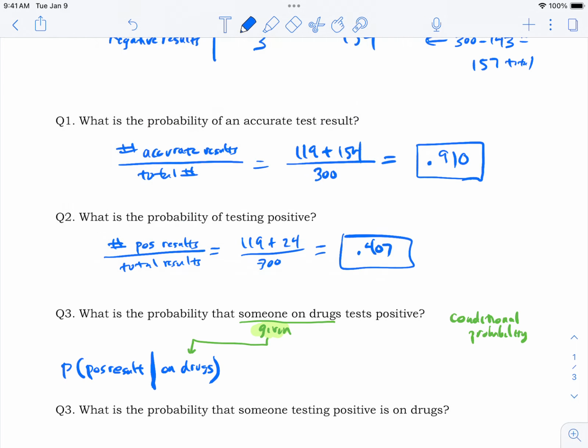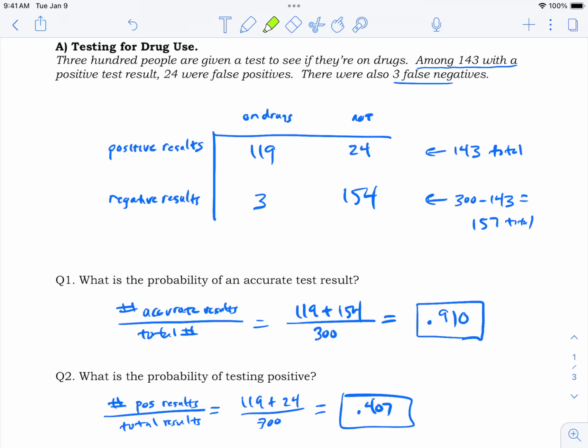Well, what is it? You would have to count the number of positive results for people on drugs, because you're just limiting yourself to people on drugs. And then you would divide that by the total number on drugs. The drugs is given. The drugs is assumed. When you're counting, you always assume this guy's on drugs. So the positive results for people on drugs would be right there. They're on drugs. It's a positive result. It's 119. So that goes there.